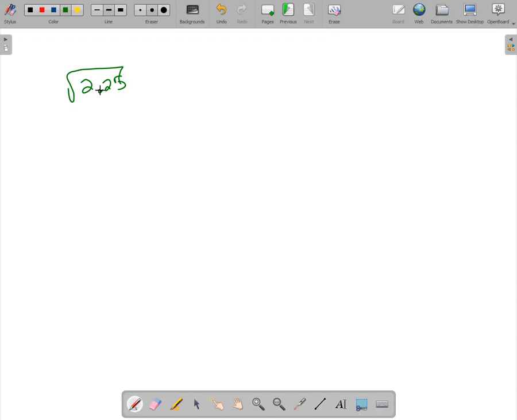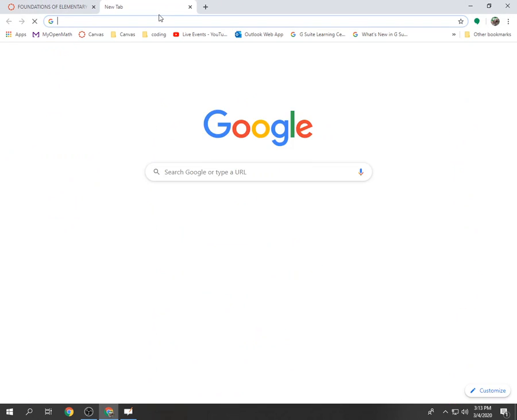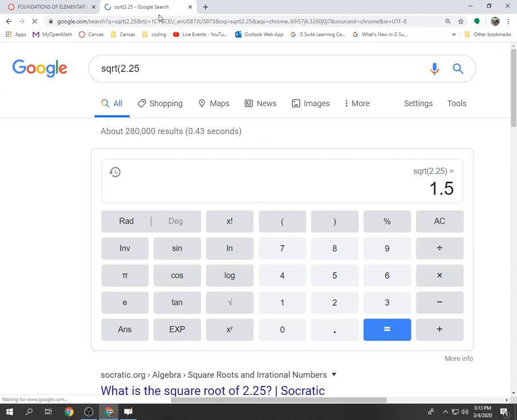So get out a calculator. We're going to need one today. I'll get one out too. So SQRT of 2.25. My calculator says it's 1.5. It comes out to a nice number. So perfect squares aren't always whole numbers. They can be decimals. They can be fractions.